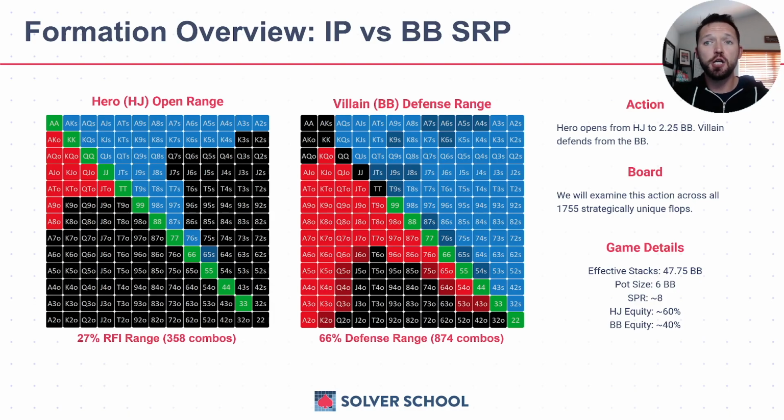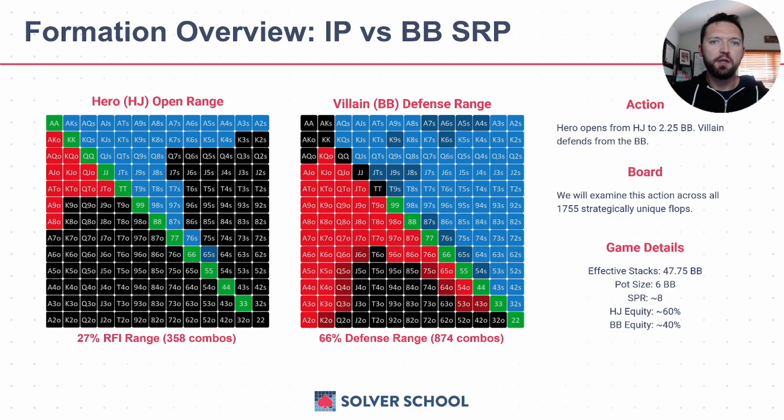That hijack opening range here is a 27% RFI range. It's 358 combos. This is the range on the left-hand side of the screen that I'm going to look at for a hijack opening range. And then for our opponent, the villain, the big blind, we have a defense range, which is fairly significant. It's a 66% defense range, which may look somewhat large if you are familiar with cash games, and it is large, but you have to remember that the opening sizes are smaller and stack sizes are smaller, so the big blind is going to be defending much more frequently.